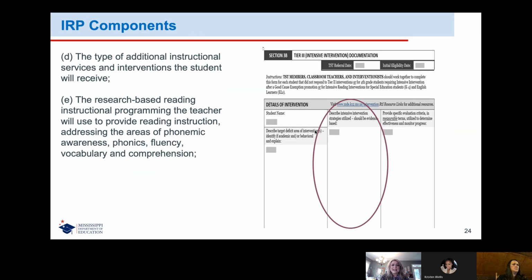So for letter D, the type of additional instructional services and interventions the students will receive, and that is this part here that has been circled for you. And then the research-based reading instructional programming the teacher will use to provide reading instruction addressing the areas of phonemic awareness, phonics, fluency, vocabulary, and comprehension. So once again, this is where you would document both of those components.